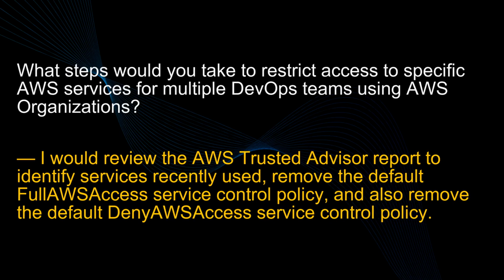What steps would you take to restrict access to specific AWS services for multiple DevOps teams using AWS Organizations? I would review the AWS Trusted Advisor report to identify services recently used, remove the default full AWS Access Service Control policy, and also remove the default Deny AWS Access Service Control policy.